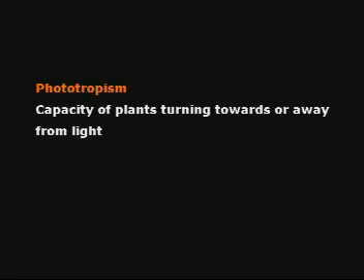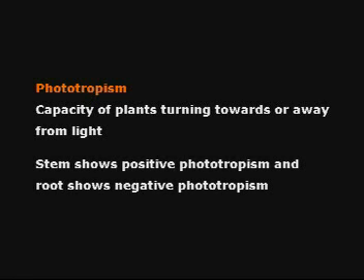There are several tropic movements observed in plants, like phototropism. It is in response to light. It is the capacity of plants turning towards or away from light. Stem shows positive phototropism as they grow towards light, and roots show negative phototropism as they grow away from the light.